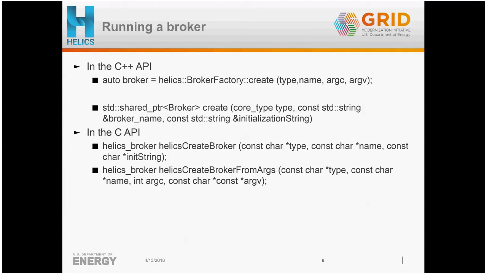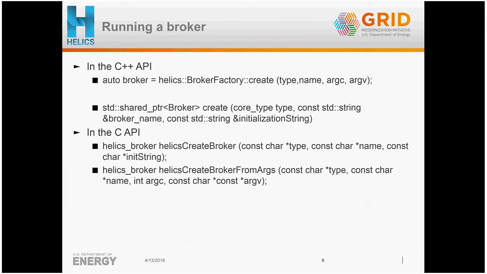To run a broker, there are slightly different calls in the C++ API and the C API, but you can create it through a broker factory. You specify a type, the name of the broker, and some command line arguments, or alternatively, you can specify those arguments as a string.